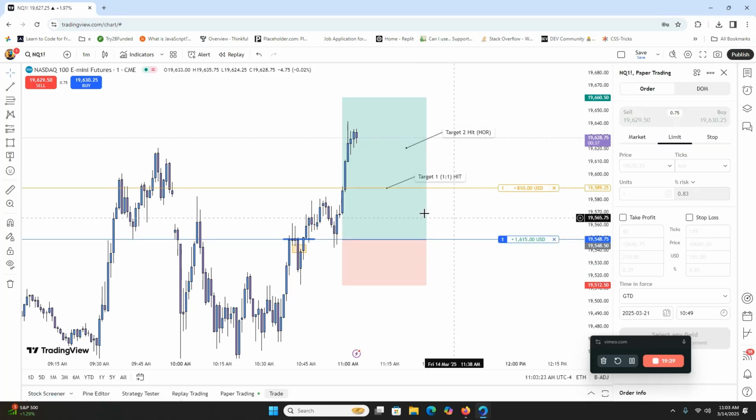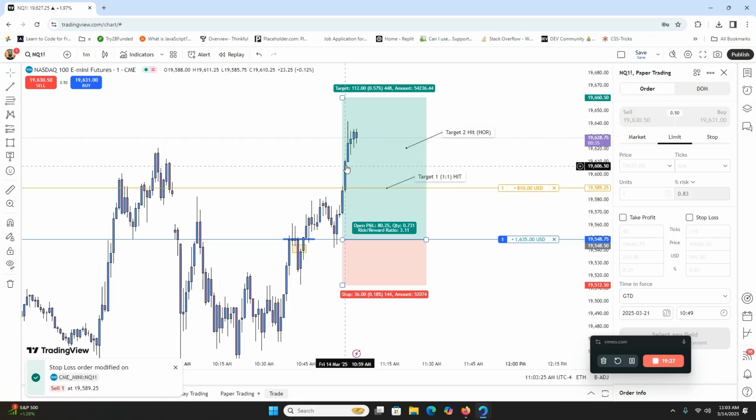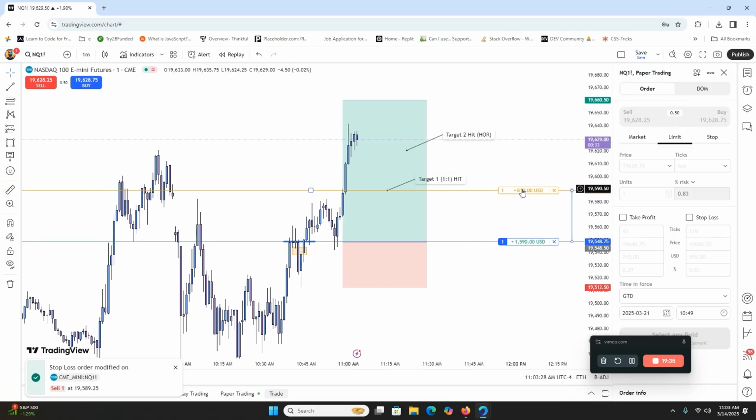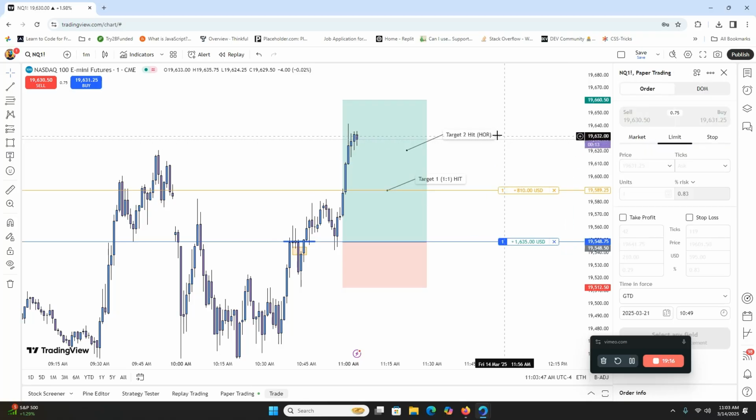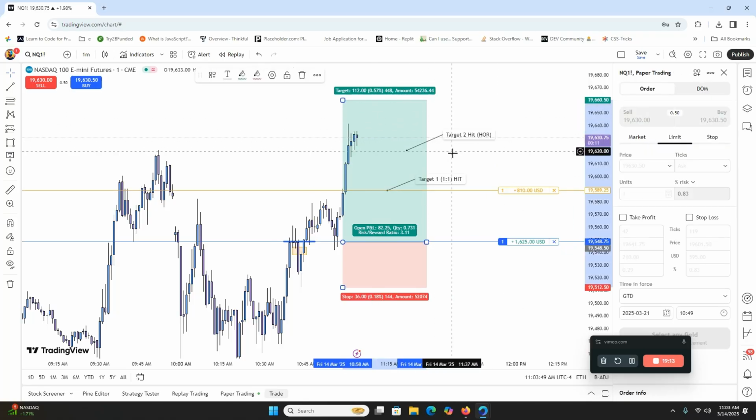Or what you can do, you can follow the fair value gaps. We could move it right here, right? Or into the most recent fair value gap, okay? And we could put it right there. But we're not playing it safe here. We're just experimenting. We'll keep it at target 1. If we hit 3 to 1 risk to reward, then we'll move it to target 2.